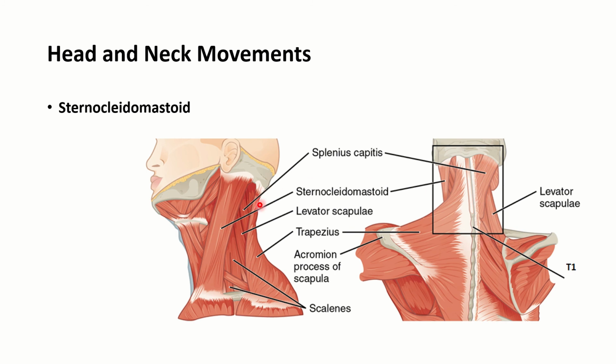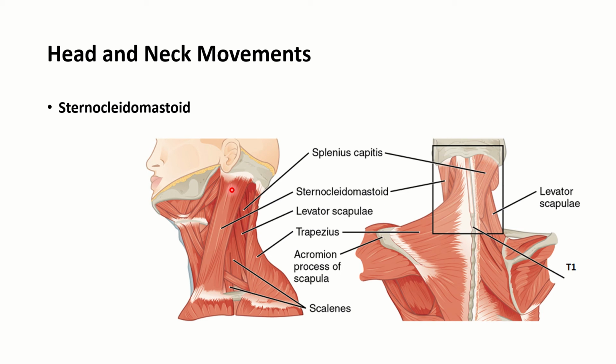The muscles of the head and neck. So one important one is called the sternocleidomastoid. This is a muscle that has two different functions. If both of them are contracted from both sides, it flexes the neck. So when you're nodding, for example, you're saying yes.